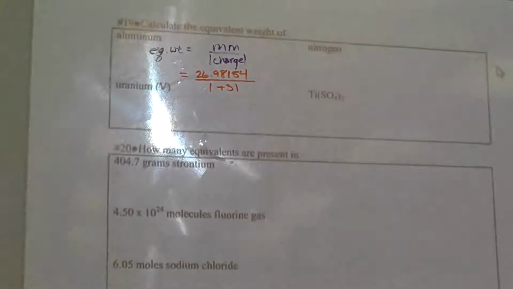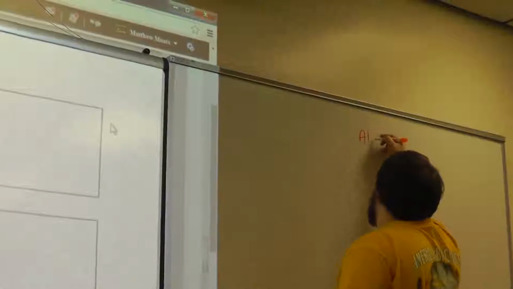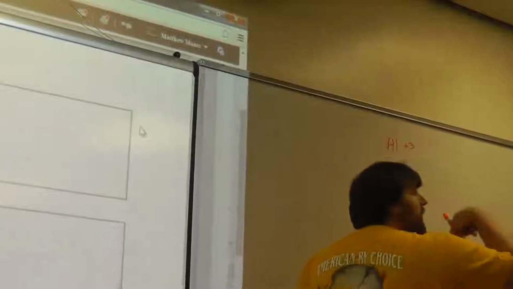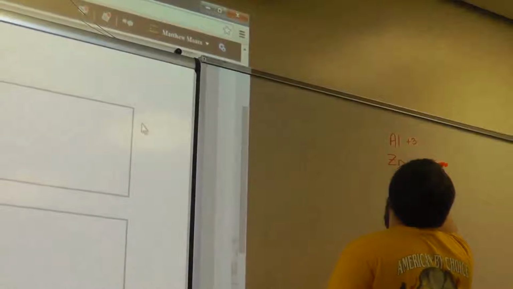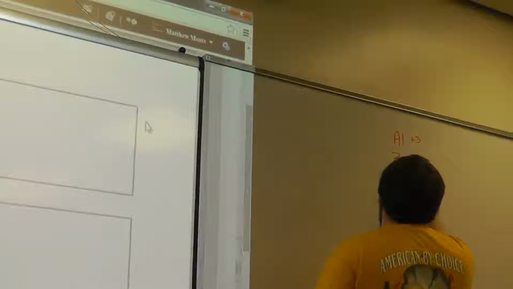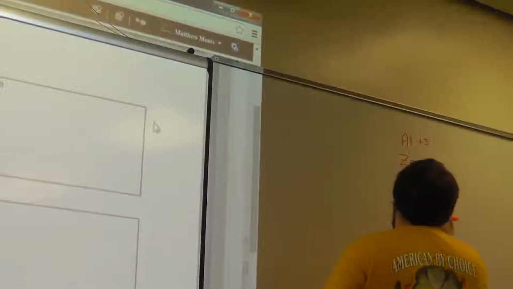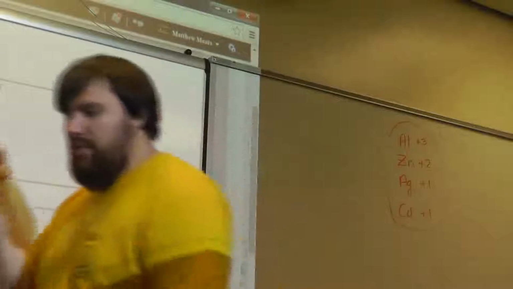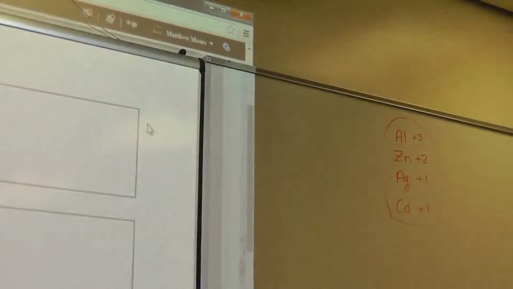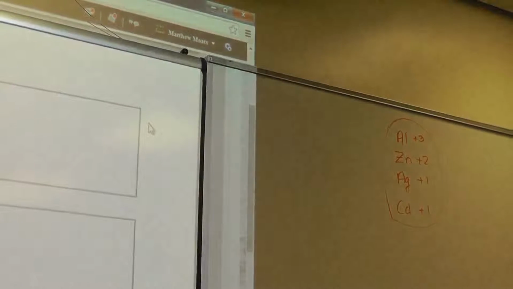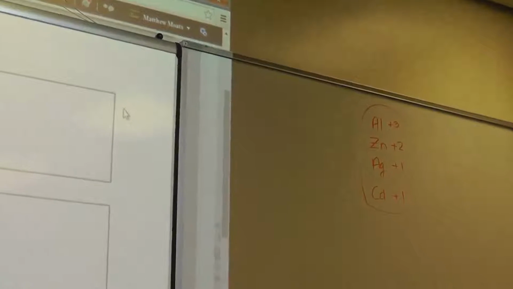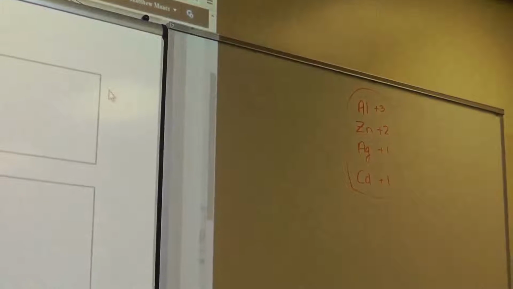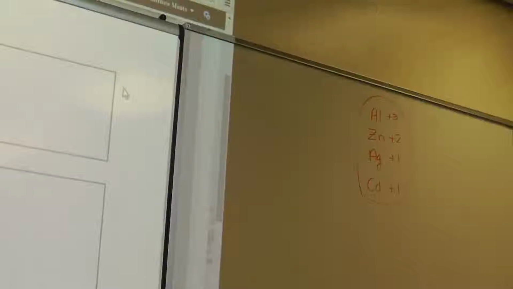Okay, this is a good review point for me to stop right here for the final. There are 4 transition elements that you will need to know the charge for on the finals. Okay, that's aluminum. Aluminum is always a +3 charge. Zinc is always a +2 charge. Silver is always a +1 charge, and cadmium is always a +1 charge. These are 4 that you can count on being on the final in either an equivalent weight problem or some type of oxidation number calculation. Those are the only 4 that you will always know the charge of. Some people will throw dimercury in there, but dimercury can do some crazy things, so we stick to just those 4.